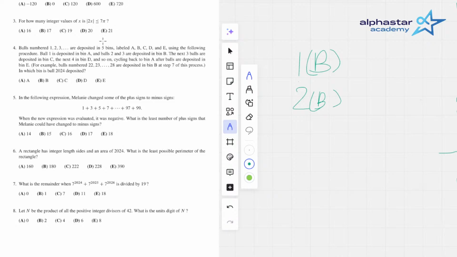Number 3. 7 pi. Pi is 3.14159, so multiplying that by 7 is slightly less than 22, so it's like 21 point something, like 21.9 something. So in this case, 2x is 10, plus or minus 10, and then 0 as well. So that would be E.